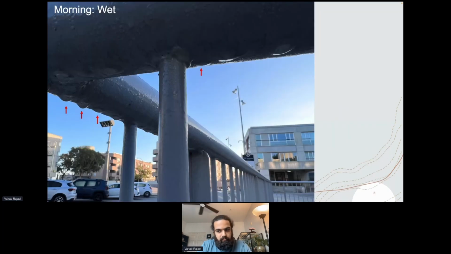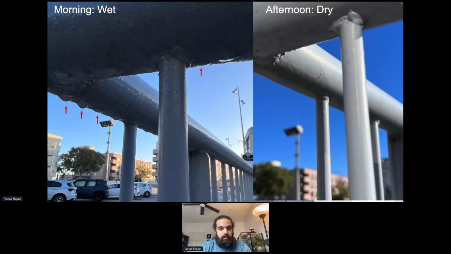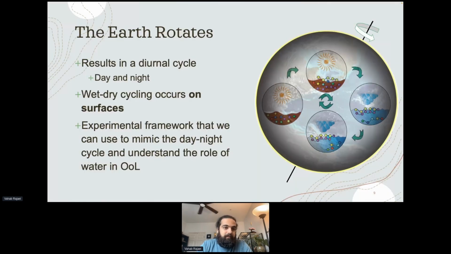Well, this is something that we've probably all observed. In the morning, we have water on a surface, and you come back later in the day and that water's gone. So what's going on here? This is something that we call wet-dry cycling, and it comes down to the fact that the Earth rotates. The Earth has always been rotating, and this results in a diurnal cycle or a day-night cycle. At nighttime, when it's cooler, you'll get that condensation. So in the morning, you see that water on that railing, and in the afternoon, as it's warmed up, it dries off and the water is removed. So this creates water activity cycling, and we call that wet-dry cycling.